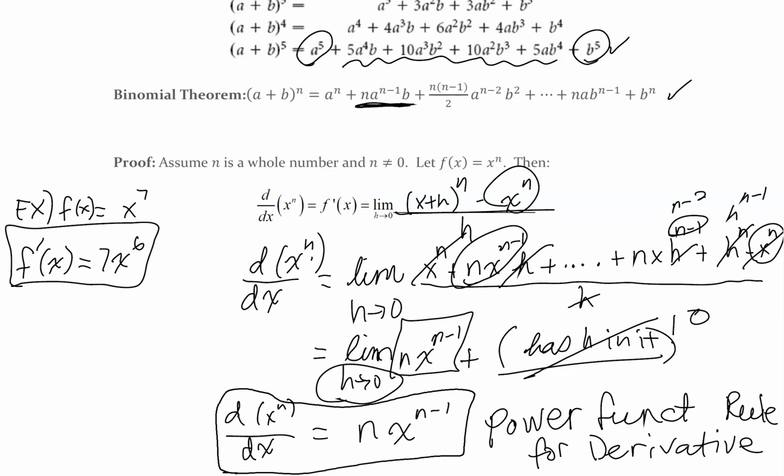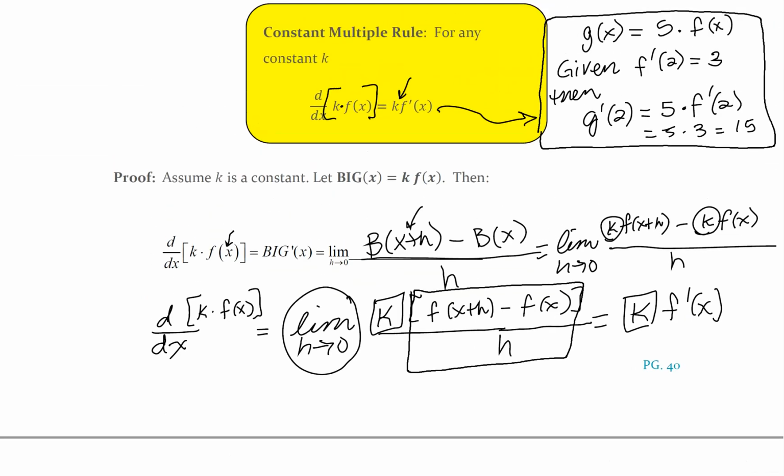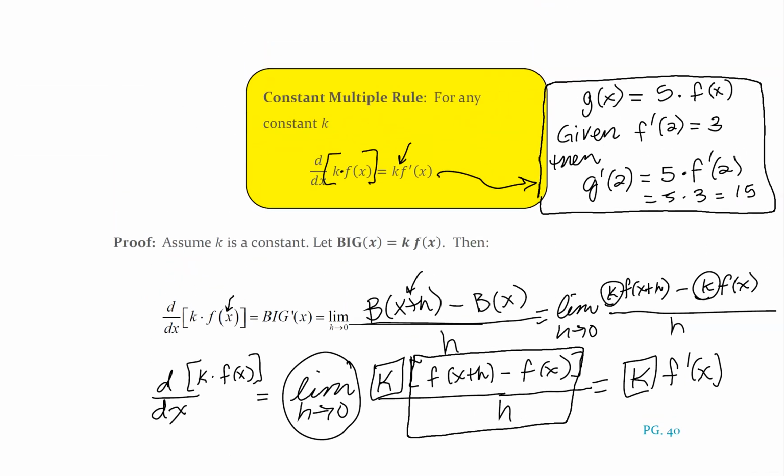You bring the power down and take one less. Okay? Now, if we were to put things together, another example here. So in the previous problem, we can see that the derivative of a constant times a function is a constant times the derivative of the function, right? So an example of how that applies is, let's say g of x is equal to 5x to the 7th.